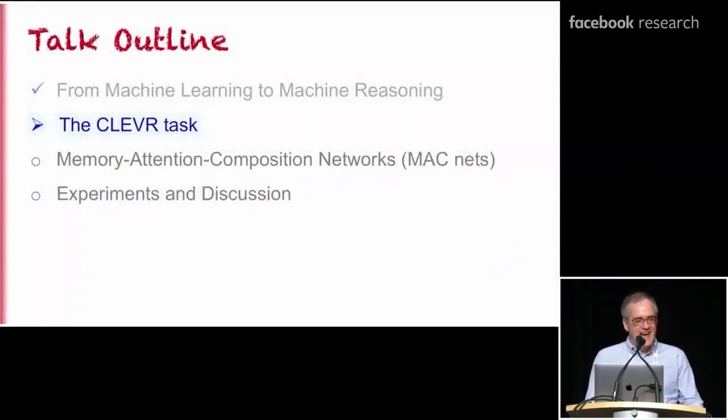Okay, so this is the outline of the rest of my talk. The first part of it explained the desire to move from machine learning to machine reasoning. I hope you were all convinced by that. Then in this next bit, I'm going to explain a little bit about the CLEVR task, which is what I'll provide experimental results on today. Then there'll be a big main part talking about the model that we're proposing, memory attention composition networks, or MACNets, and then I'll go on and show some experiments and discussions about that.